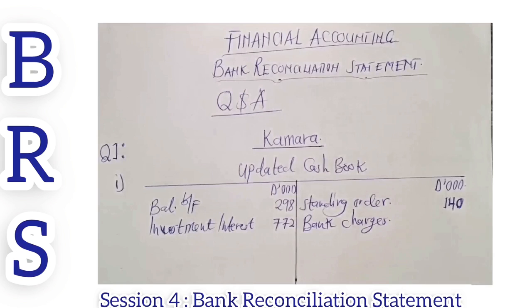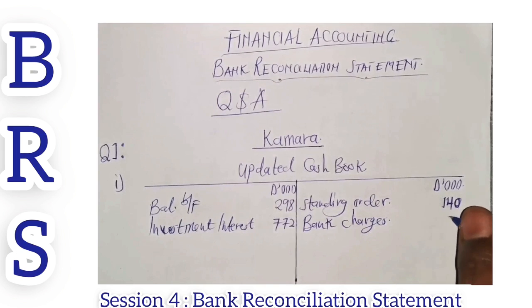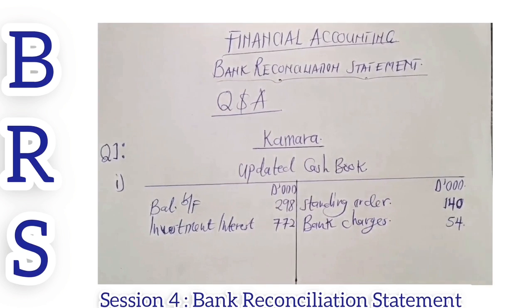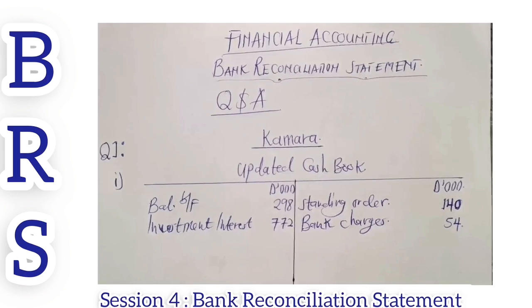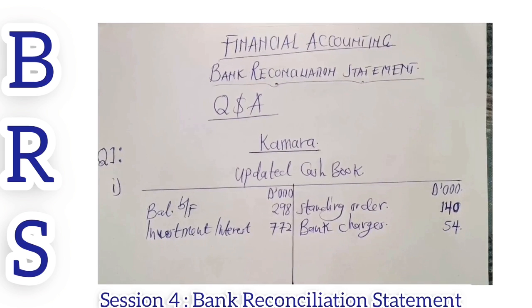So these are the errors that the customer should have rectified before it occurred. Okay, so here we're going to record 54,000, but we are not done. Let's come back to the additional information.